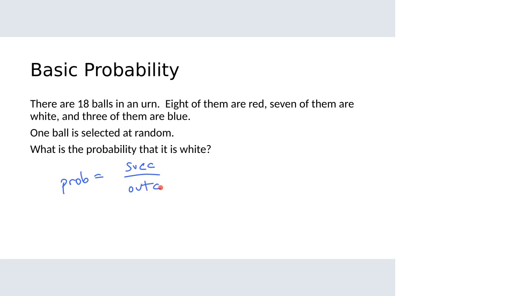We worked on some pretty complex probability questions. This is just a basic probability question. What's the probability it's white? Well, there's 18 balls in the urn, so there's 18 outcomes. How many successes are there? Well, 7 of the balls are white. So I have 7 successes, 18 outcomes. So the probability that it's white is 7 out of 18.